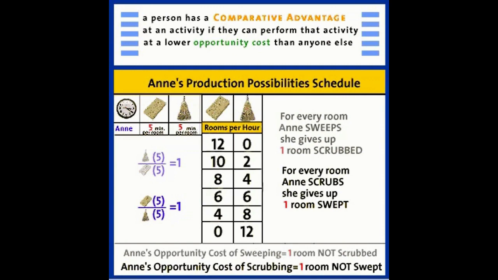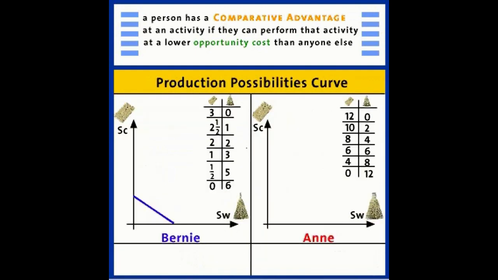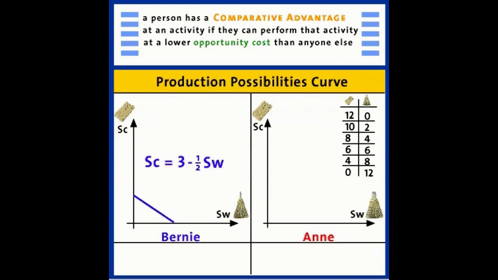Over here I've got Bernie's production possibilities frontier that we drew in the last set of lectures. And to remind us about Bernie's situation, we'll go ahead and put up his equation. Bernie's production possibility frontier is described by the following expression. The total number of rooms that Bernie can scrub is equal to 3, that is if he spends a whole hour scrubbing, minus 1/2, the opportunity cost, times the number of rooms that he sweeps.